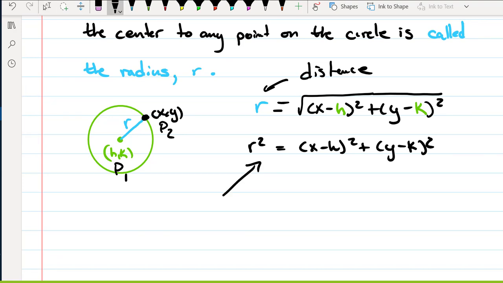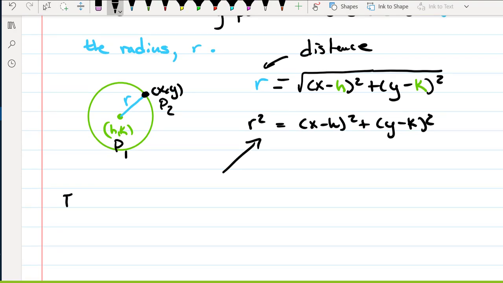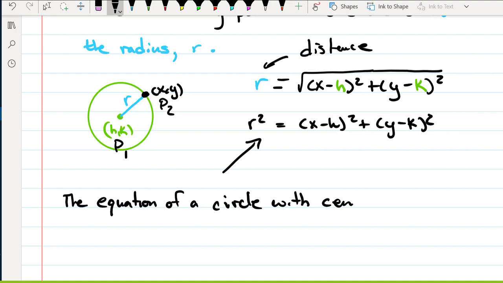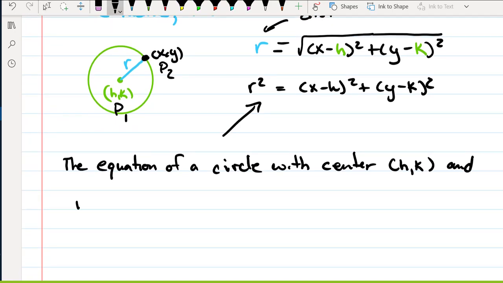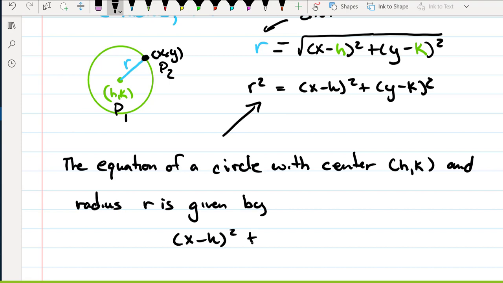So the equation of a circle with center h, k and radius r is given by x minus h squared plus y minus k squared is equal to r squared.